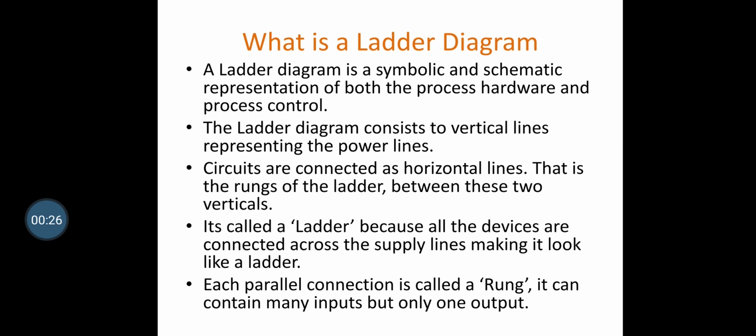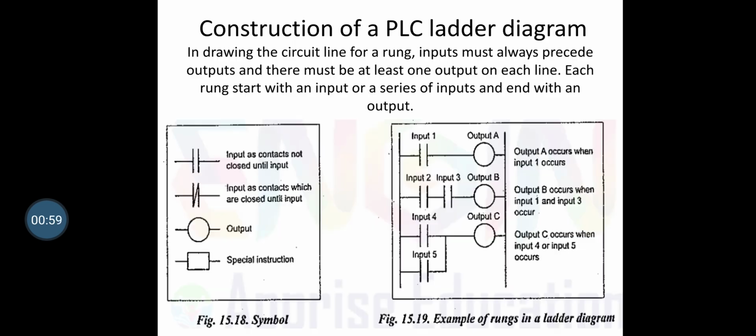the process control. The ladder diagram consists of vertical lines representing the power lines. The circuits are connected as horizontal lines, that is, the rungs of the ladder. Between these two verticals, it's called a ladder because all the devices are connected across the supply lines, making it look like a ladder. Each parallel connection is called a rung. It can contain many inputs but only one output.